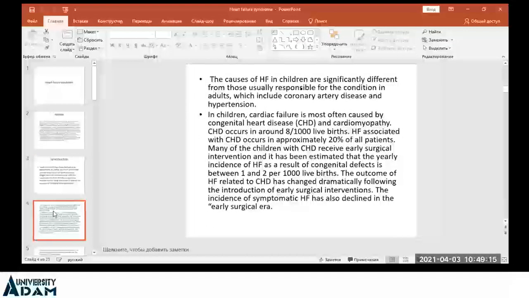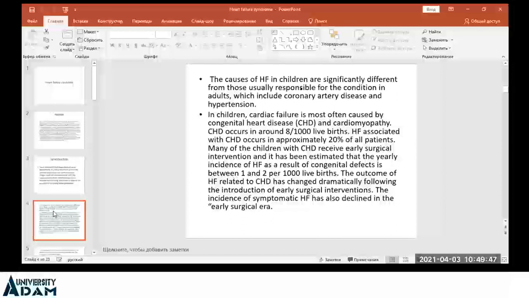The causes of heart failure in children are significantly different from those usually responsible for the condition in adults, which include coronary artery disease and hypertension. In children, cardiac failure is most often caused by congenital heart disease and cardiomyopathy. Congenital heart disease occurs in around 8 per 1,000 live births. Heart failure associated with congenital heart defects occurs in approximately 20% of all patients.